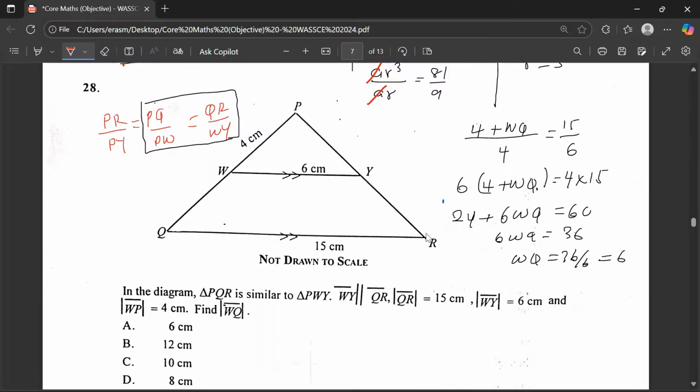Now we have this diagram, and it says that triangle PQR, the bigger triangle, is similar to triangle PWY.